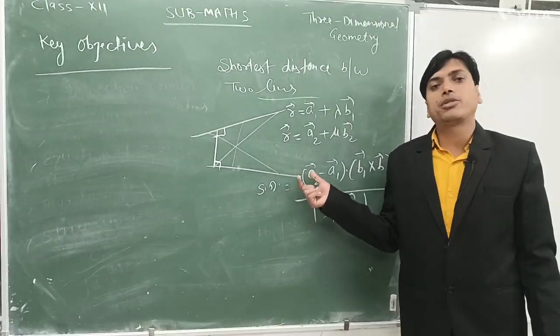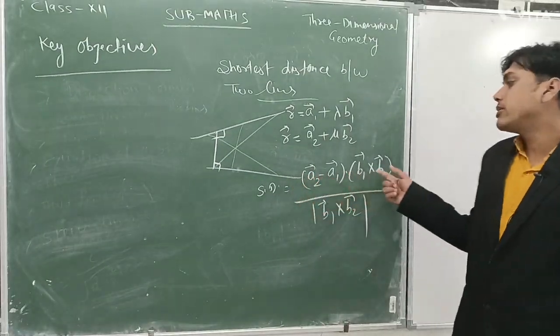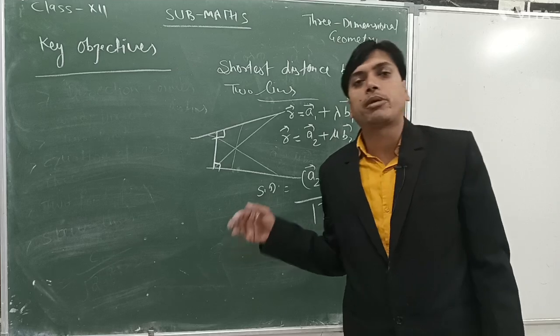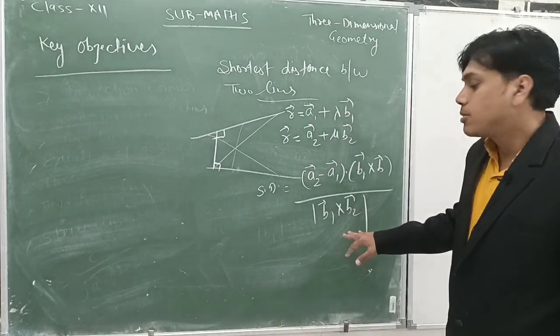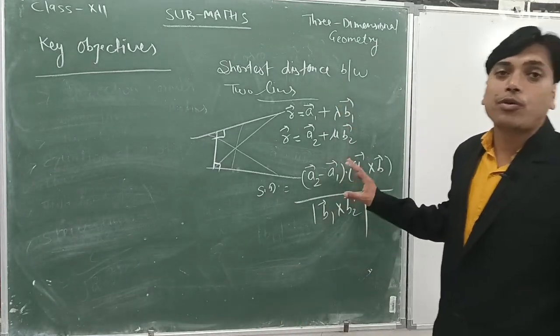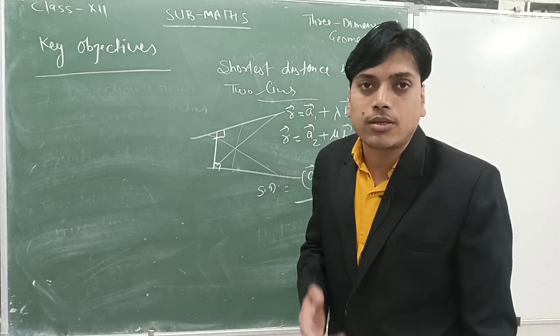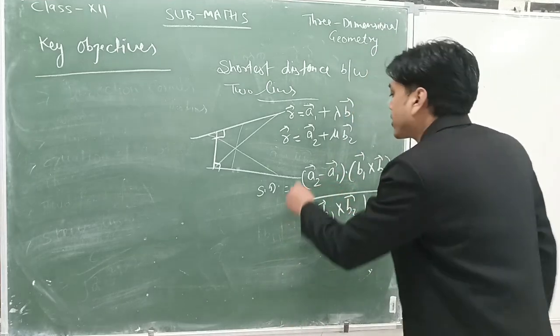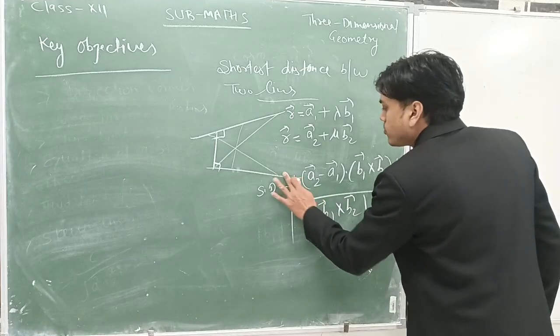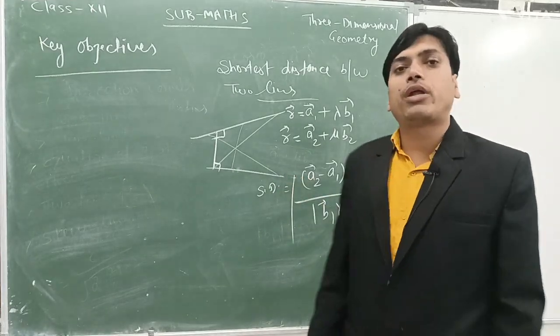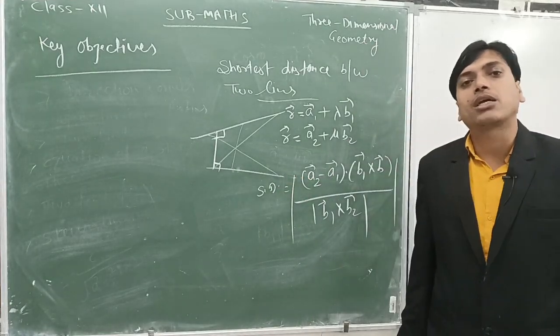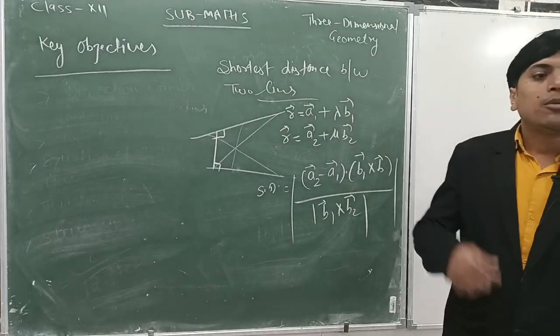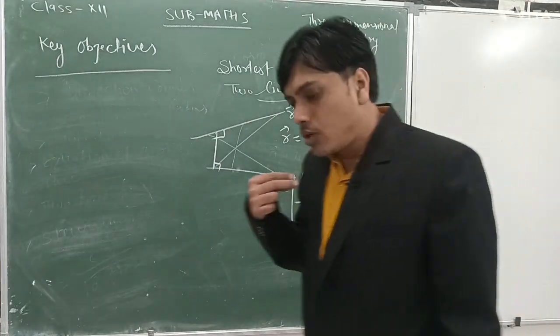So you have to find out firstly the difference between the position vectors, and then the direction vectors' cross product, and the magnitude of the cross product. If this is divided here, then you will find the shortest distance. But we know that distance cannot be negative, while this value can be both positive and negative, so we will take the modulus. The absolute value function will be taken here because distance cannot be negative. So this is the point also.